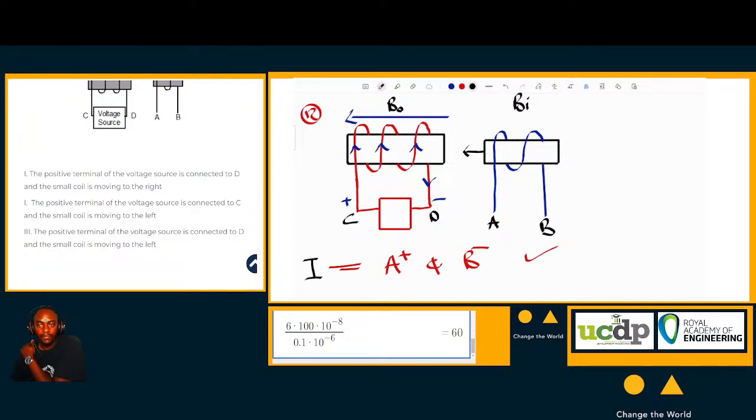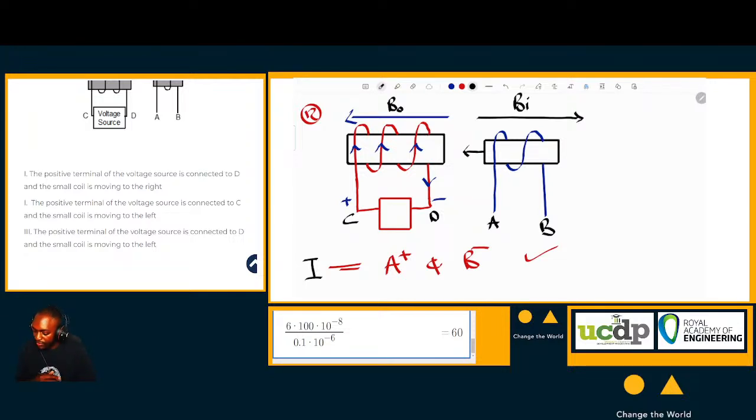Opposite. We expect it to be opposite because the flux is going to increase, because the left coil is going to move closer and closer, which means flux would increase. And if flux is increasing, then the induced magnetic field should be opposing. So which means it's going to be like that, and like that.